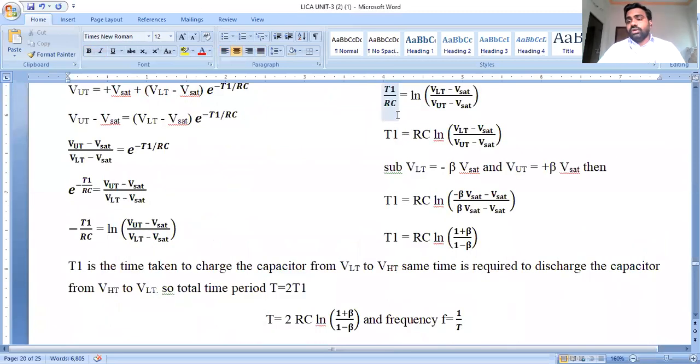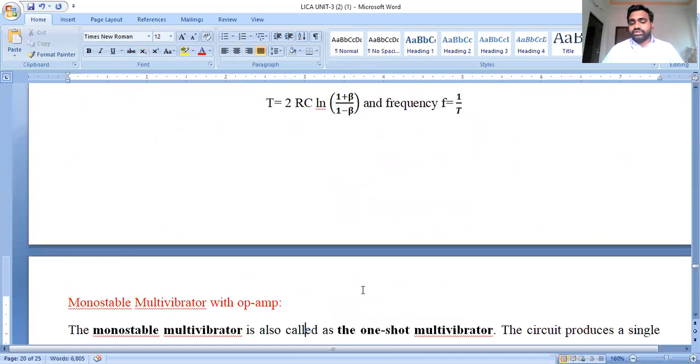That means here we calculated the time period when the capacitor charges from the lower threshold value to the upper threshold value, and again when the capacitor discharges from the upper threshold value to the lower threshold value. Here HT means higher threshold value or upper threshold value. Both instances, capacitor charging and capacitor discharging, are calculated, and the time period capital T is equal to 2T1. So that is the analysis we observed for the astable multivibrator.